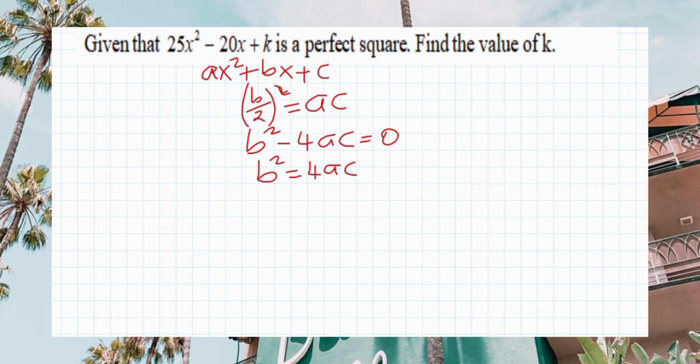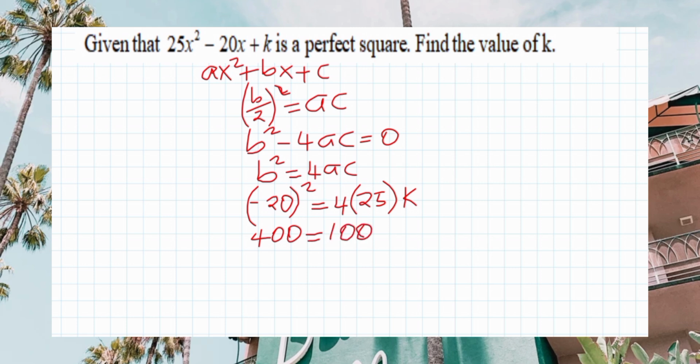So here, our value of b is negative 20. And so we put in negative 20 squared is going to be equivalent to 4 times our value of a, which is 25, multiplied by our value of c, which is k. Then from then, we can say that this is the same as having 400 will be equivalent to 100k. And when we work out that, our k is going to be equivalent to 4.